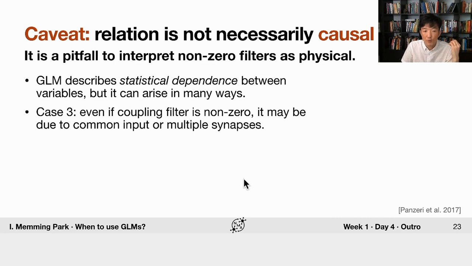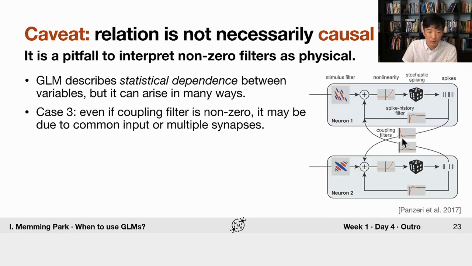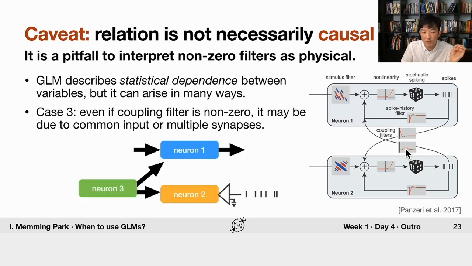Case three, if you have fit a coupled GLM, for example, and you got a coupling filter that's non-zero, meaning spikes from neuron 2 are predictive of spikes in neuron 1, that doesn't mean there's a synaptic connection. You can see there's an arrow going from the output of neuron 2 to the input of neuron 1, which would happen if there's a synaptic connection, but that's not the only way they could have this kind of correlation. For example, you can easily have a neuron 3 that you have not recorded from that's giving rise to a common input.